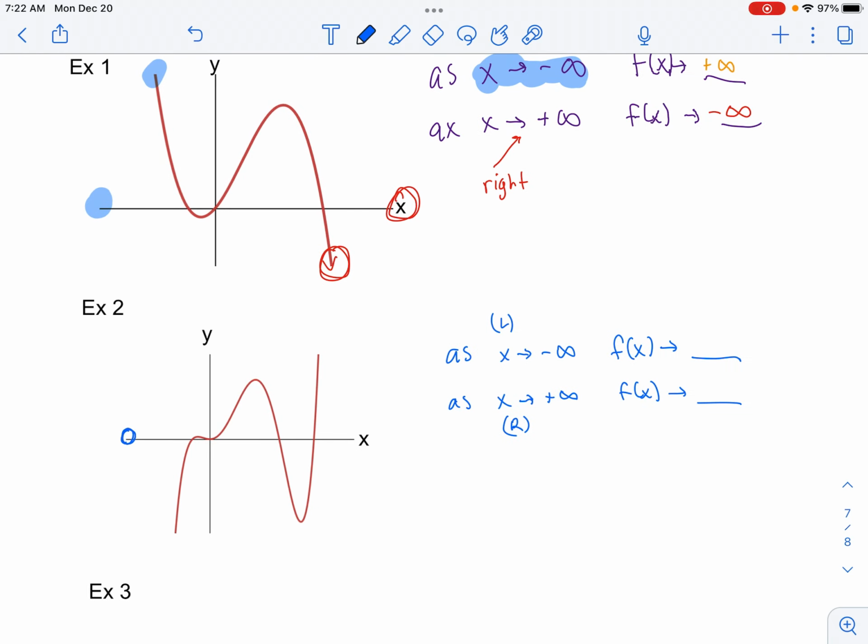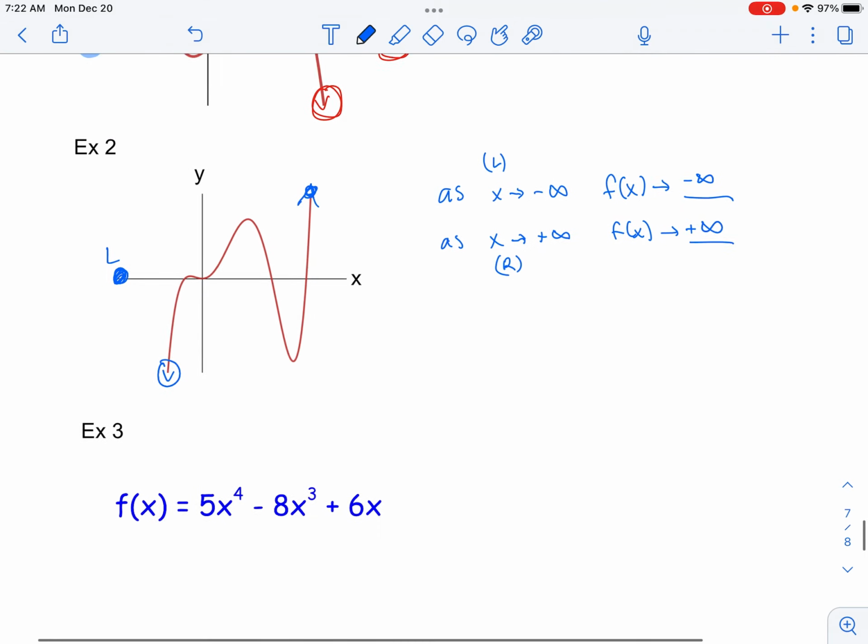Okay, on the left, if we look at what's happening over here on the left, well, the graph's going way down. So on the left, it's going down. That means we're going to negative infinity. On the right, the graph is going up, and so we are heading to positive infinity. You're basically just saying if it's going down, that's negative infinity. If it's going up, that's positive infinity. So if you have the graph, you can describe the end behavior looking at the graph.